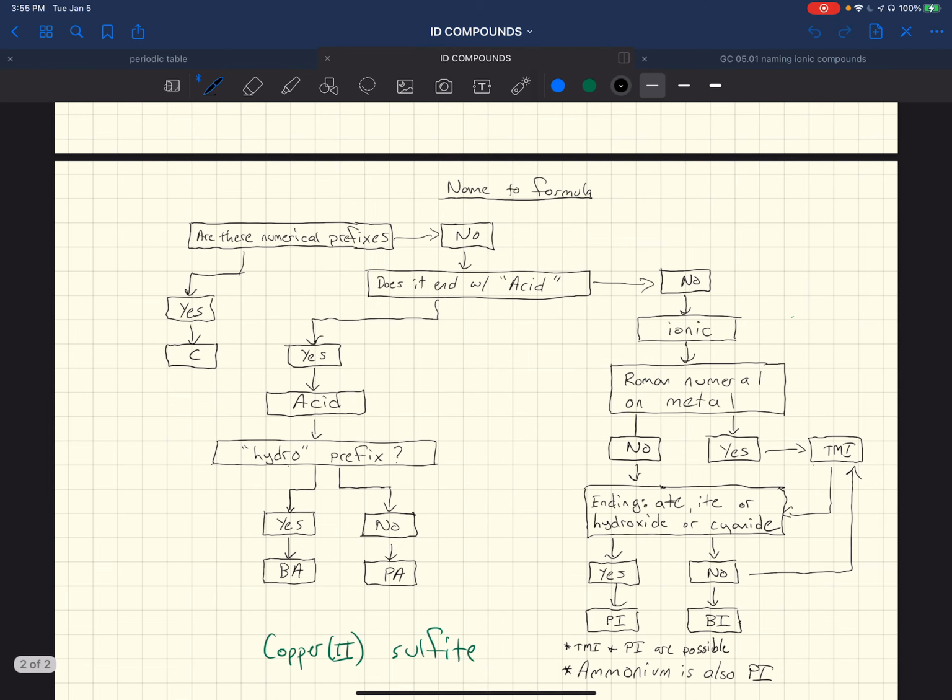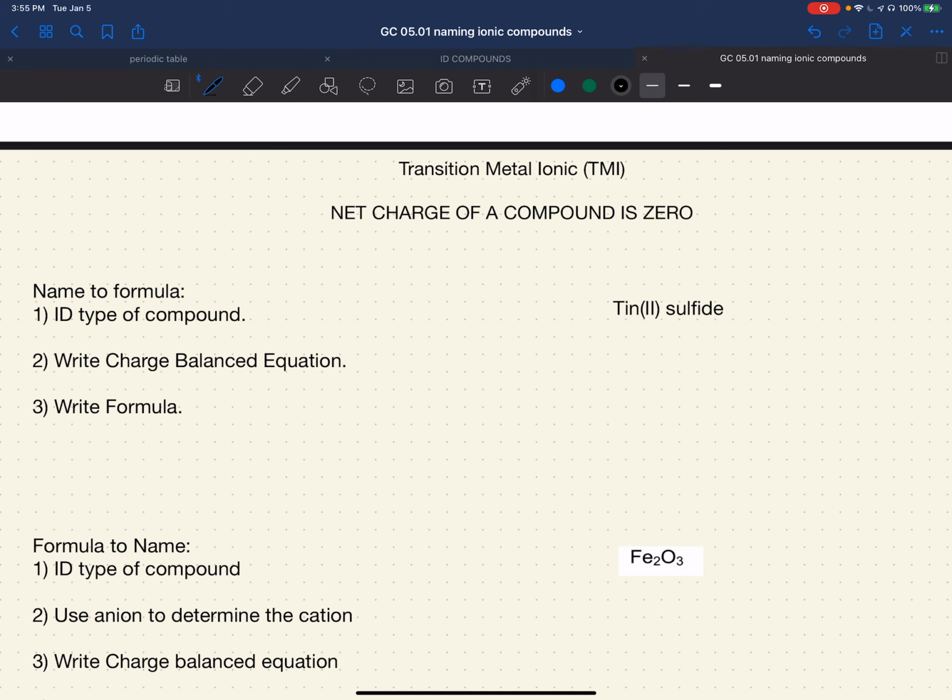So are there numerical prefixes? No, we'll deal with that tomorrow. Does it end with an acid? No, we'll deal with that tomorrow. So it's ionic. Is there a Roman numeral on the metal? Yes, then it's TMI. So this metal is a transition metal ionic, okay? Because it has a Roman numeral in the name.